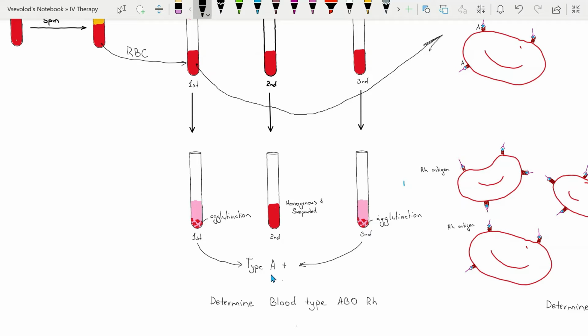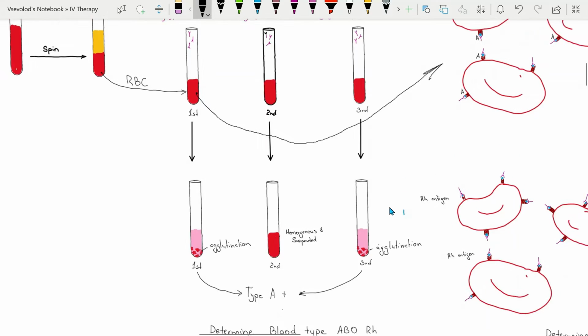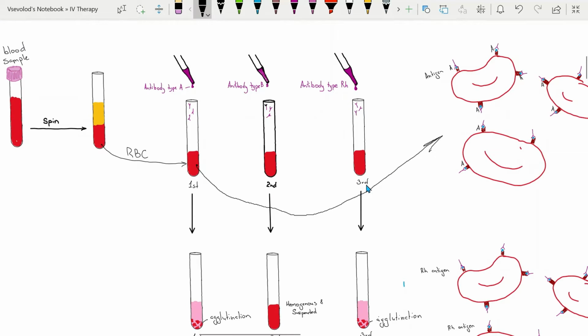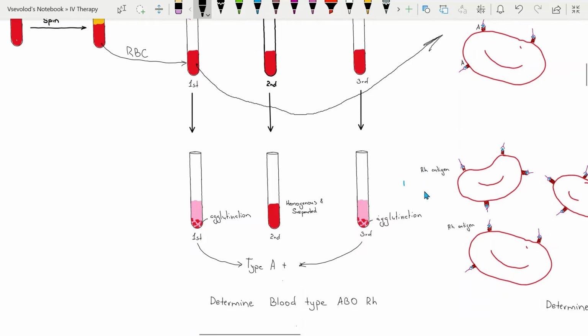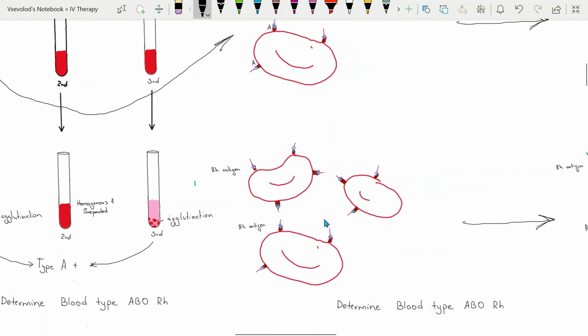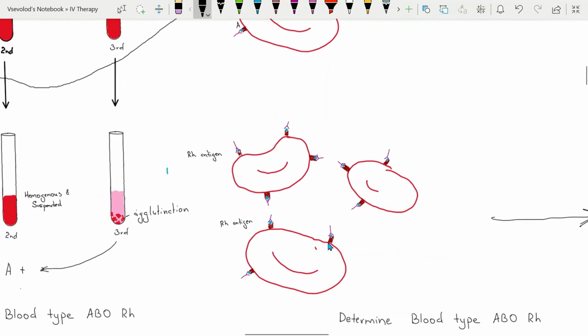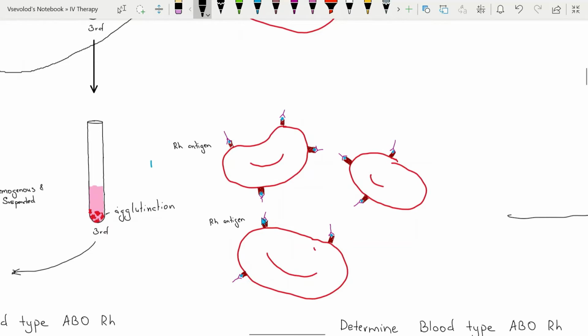In a similar fashion, in the third test tube, adding Rh antibodies to the test tube will give us the answer if the red blood cells have an Rh antigen on their surface. This will determine if the blood type is Rh positive or negative. So this will give us the results for someone who is A positive.